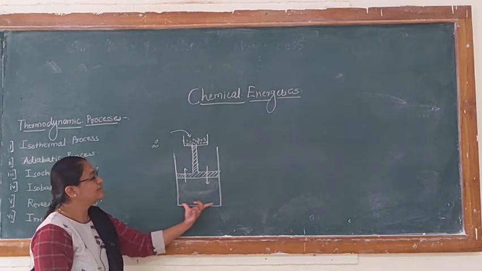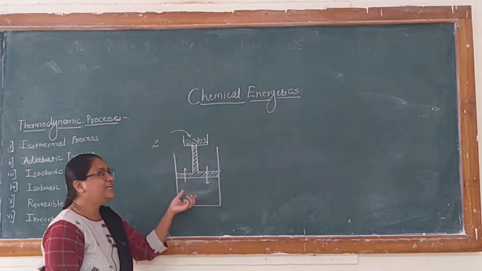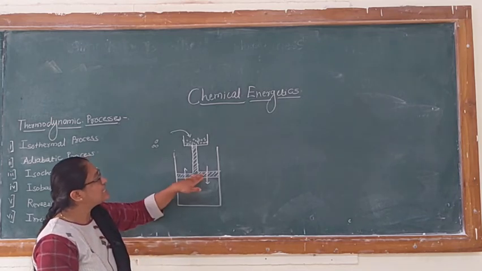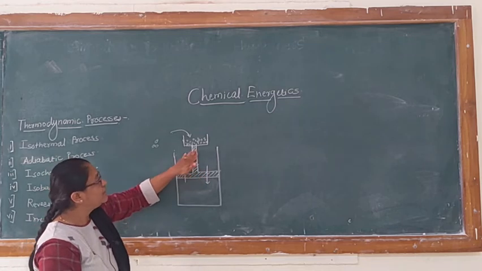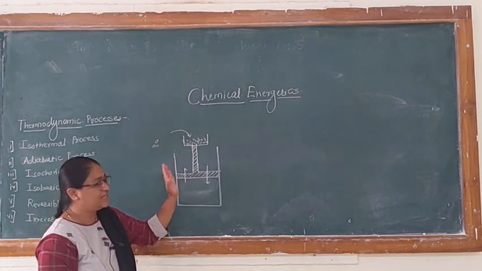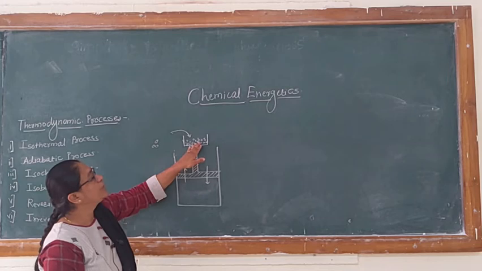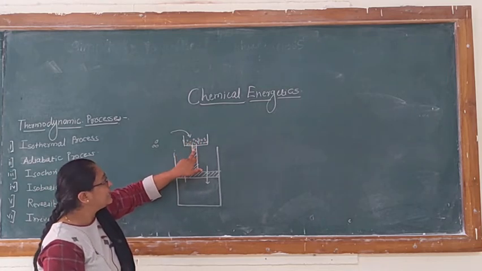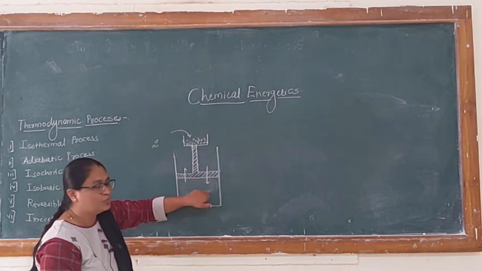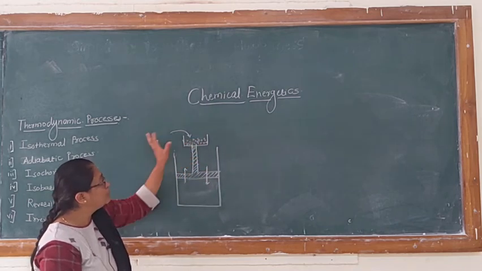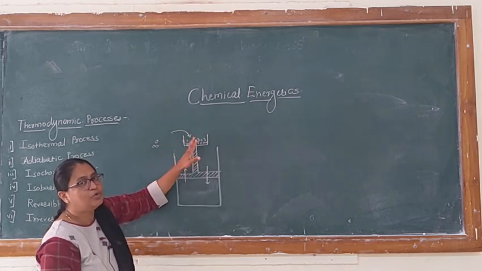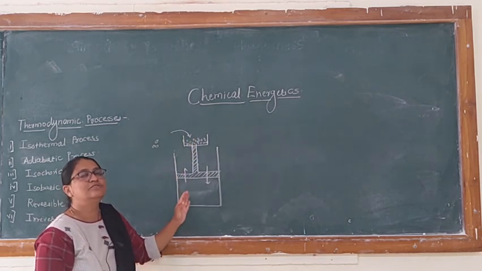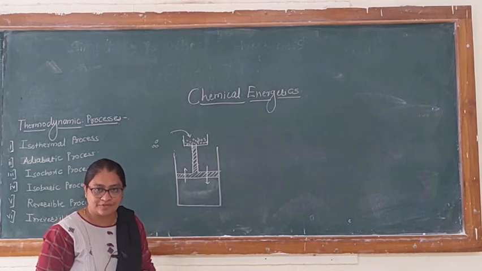We have taken a vessel in which you have kept a gas, and that gas is packed with a weightless, frictionless piston, and on that piston you kept a vessel of sand grains. Due to the weight of the sand grains, this piston will move downward, and if you remove some sand grains, that means you decrease the weight, this piston will again move upward.